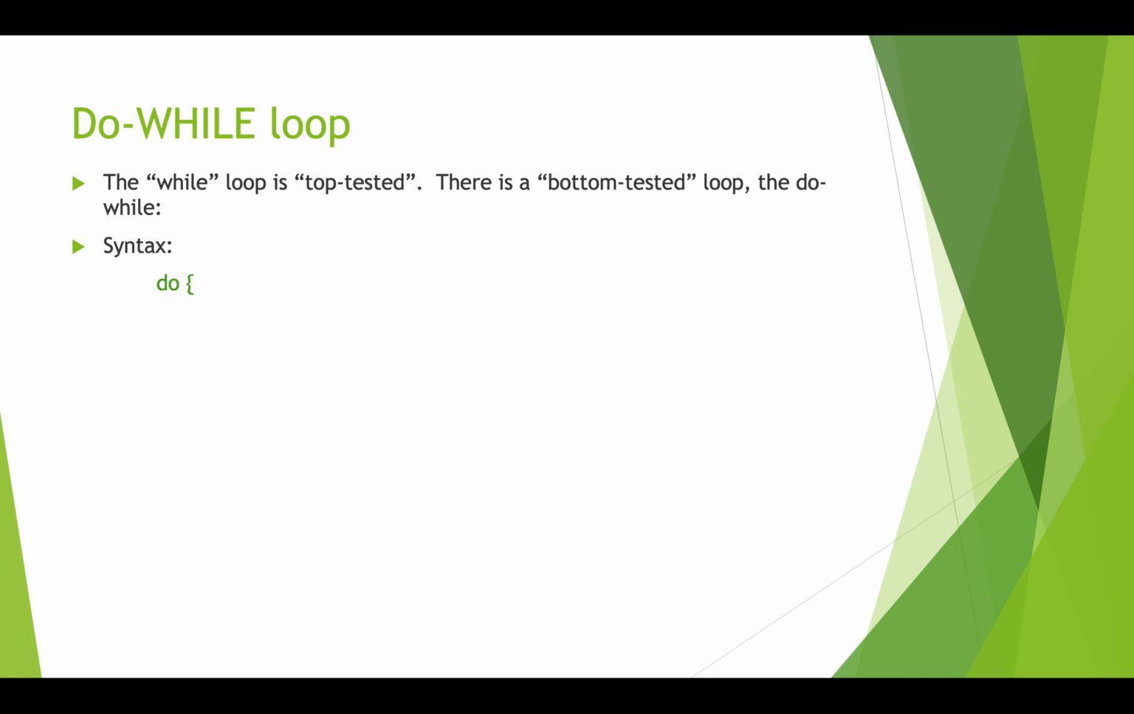We have the keyword do, and then an open curly brace. And then we have our block of program commands, or the statement. And then we have a closing curly brace. Then we have the keyword while, and we have our condition that tests whether or not we want to continue to repeat this loop. And what's interesting to note is that there's actually a semicolon after this condition to sort of close this whole thing off. So that's what the syntax looks like.